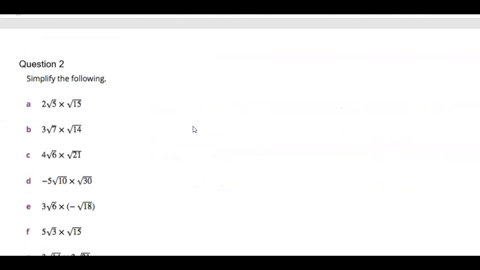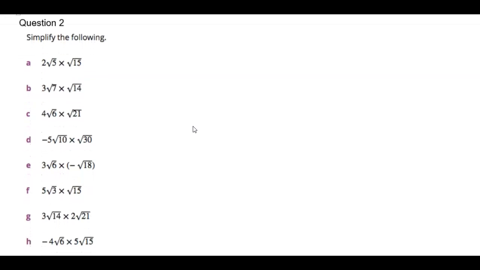All right, let's move on to question 2. So here we have probably a little bit more complicated. We've got a number out the front that isn't 1, whereas in question 1 we didn't. And I'm just trying to think. I don't want to start off with some easy ones. Let's start at question D. So I've got negative 5 root 10 times the square root of 30. Okay, so you can, if you wanted to, do 10 times 30, which is 300. That's going to be a bit of a pain. Try to avoid large numbers if possible.